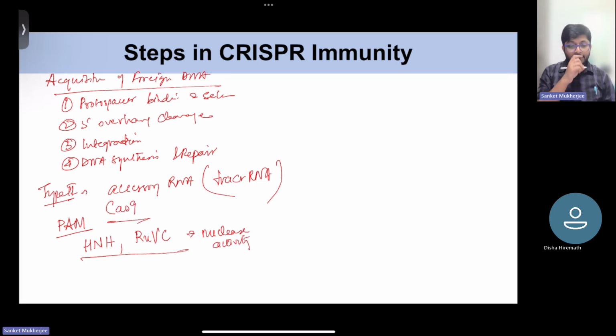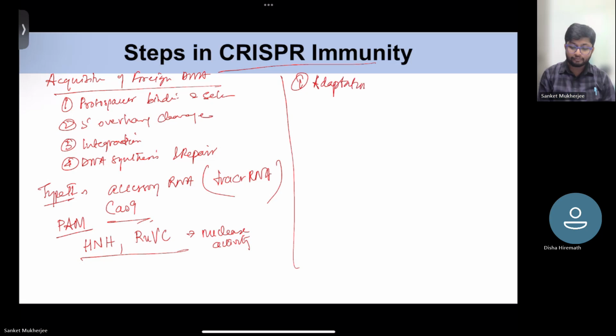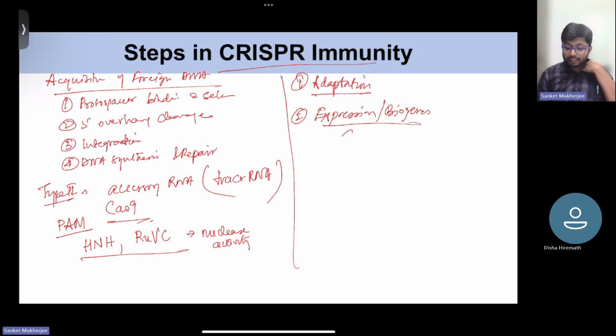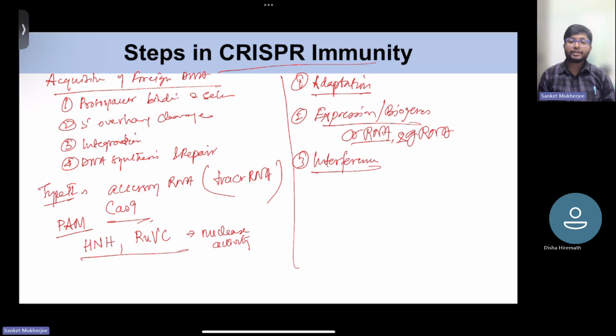So we are talking about Cas9 here, right? If we look at the steps for CRISPR immunity, what are the steps? The first step would be adaptation. Adaptation means when a new set of DNA gets inserted into a bacterial cell, it is integrated into the CRISPR locus. The second one is expression or biogenesis, where there is transcription of this CRISPR locus, which acts as the guide RNA or sgRNA also. Short guide RNA is what we know. And then there is interference. So the CRISPR associated proteins come up, they detect the foreign DNA specific sequences based on this guide RNA, and they cleave it. Fine.